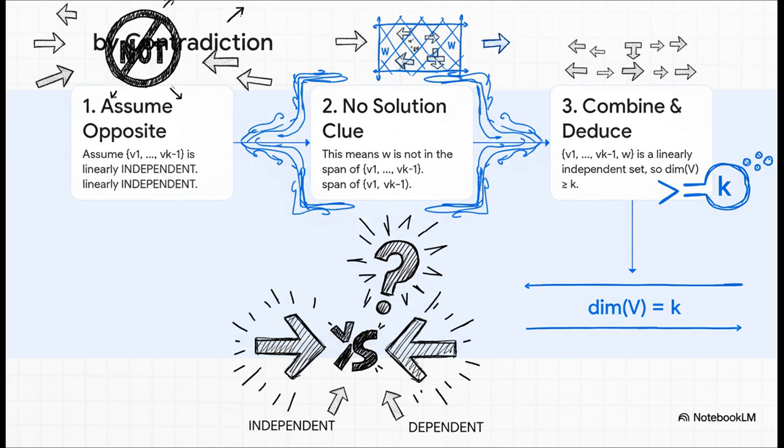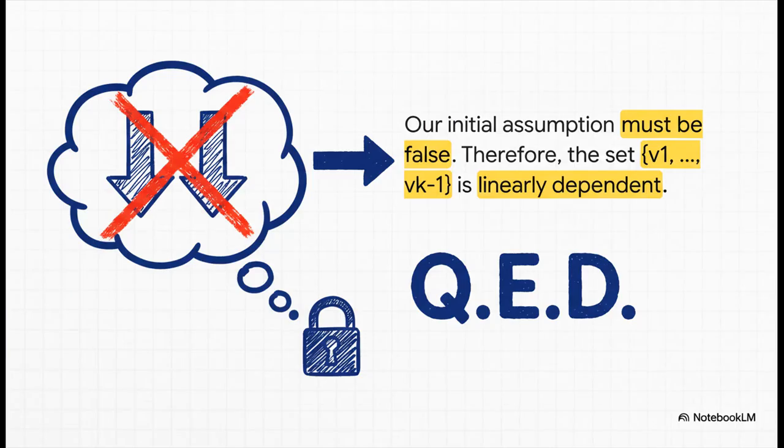And if that's true, it means our original set, v1 through vk, must be a basis, which means it has to be linearly independent. And that brings us to step 5, the final conflict. We just logically proved that our big set of vectors has to be independent, but our very first clue, the one about having infinite solutions, told us for a fact that it was dependent. Our logic has led us to a complete and total contradiction. So whenever you reach a contradiction like that in a proof, it means one thing: the assumption you started with has to be wrong. Our initial assumption that the smaller set was independent is false. Therefore, the opposite has to be true. The set v1 through vk-1 is for sure linearly dependent.